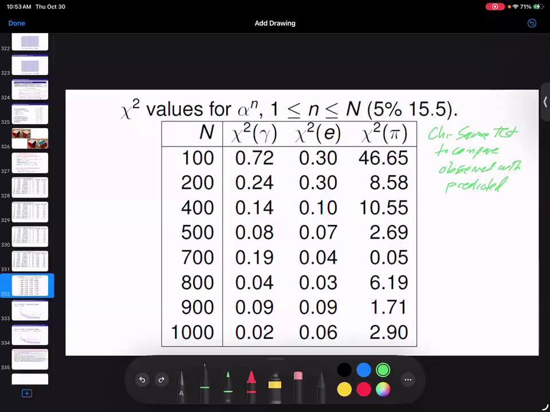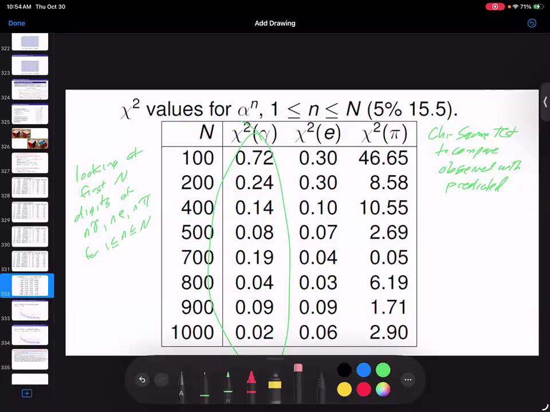So does it look like gamma is following Benford's law? Are we getting values of at most 15.5? I would say yes. Do you agree? It looks pretty good. Yeah. And so what we're doing is we're looking at the first n digits of gamma and e and pi for 1 less than or equal to little n less than or equal to big N.